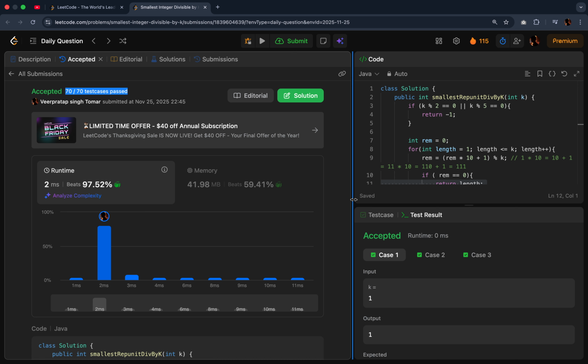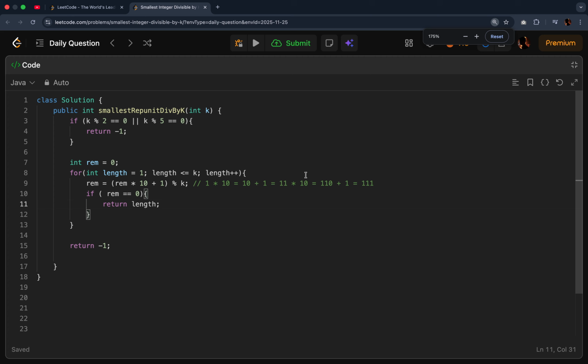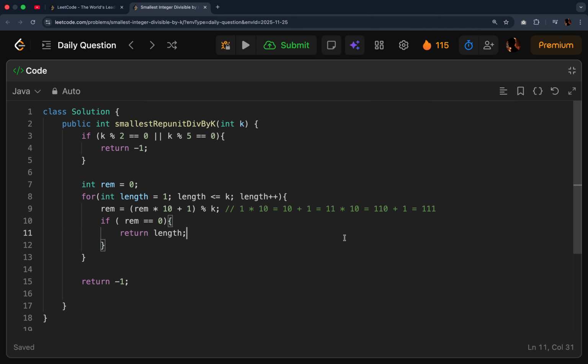Hope you guys are able to understand the question. I will put the link of the question in the description box. Along with that, let me maximize this. Even if you're watching on a mobile phone, you can take a screenshot of it, and this is the explanation of this statement, so you can understand how the series goes: 1, then 11, then 111.